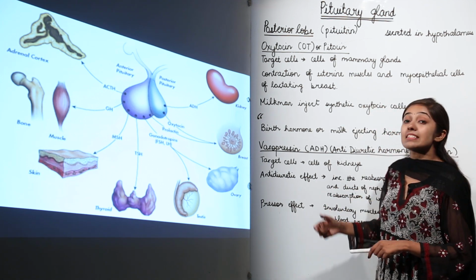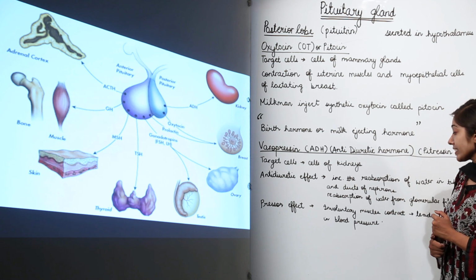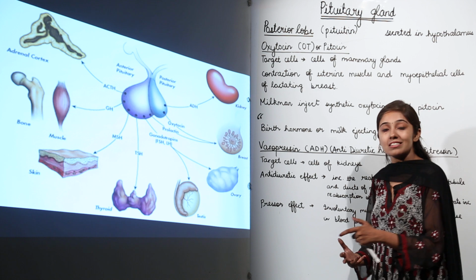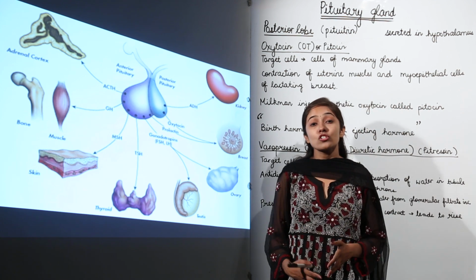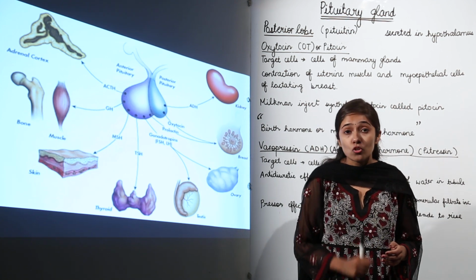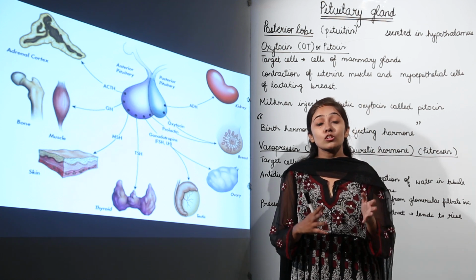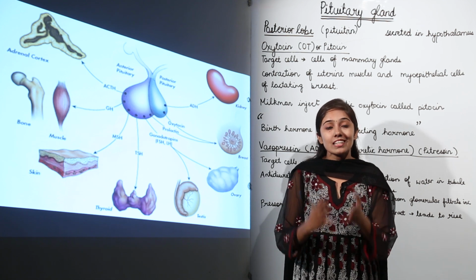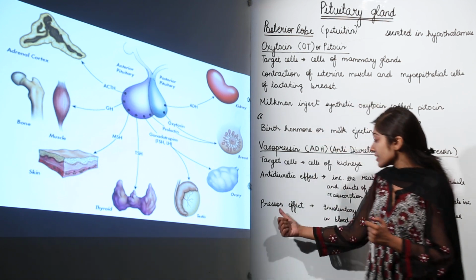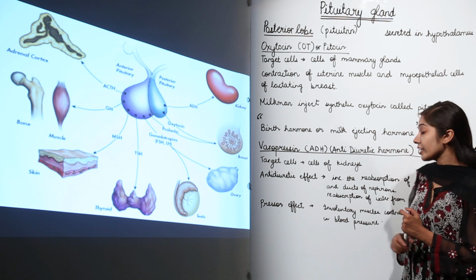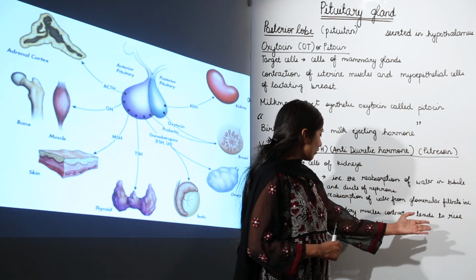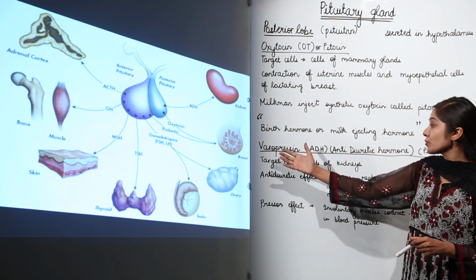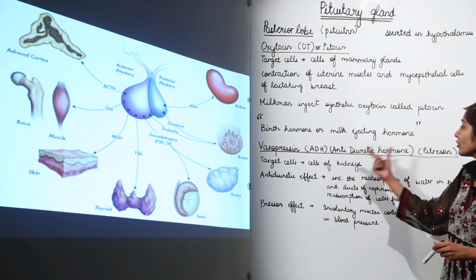Then it also has a pressor effect. Now what is this pressor effect? When the involuntary muscles contract. Now involuntary muscles means the muscles whose functioning is not under your will, under your control. What are those muscles? For example, the muscles of the intestine, the muscles of the gallbladder, they are not under your control. So these are the involuntary muscles. So the pressor effect means the involuntary muscles are going to contract, which is going to lead to a rise in the blood pressure. So it is the pressor effect of vasopressin hormone, that is antidiuretic hormone.